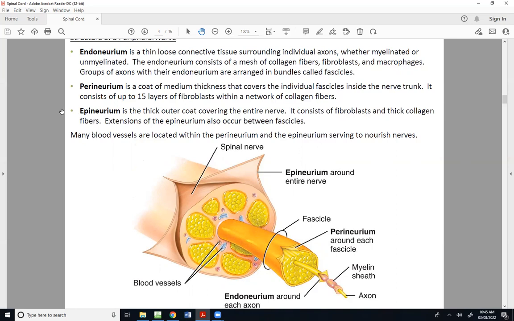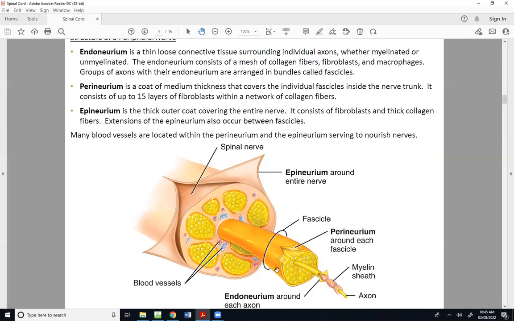The epineurium is the connective tissue on the outside of the nerve. It's a thick outer covering, consisting of fibroblasts and thick collagen fibers. And there are extensions of the epineurium that occur between fascicles, like you can see here. Speaking of fascicles, we saw those in muscle. A fascicle is just a bundle of axons.